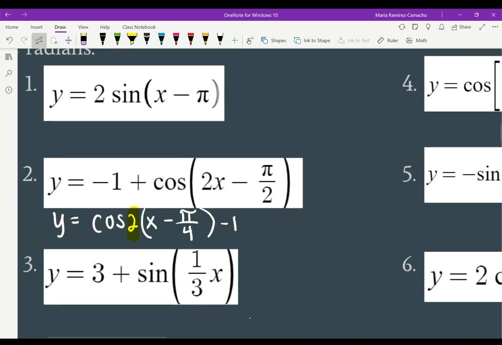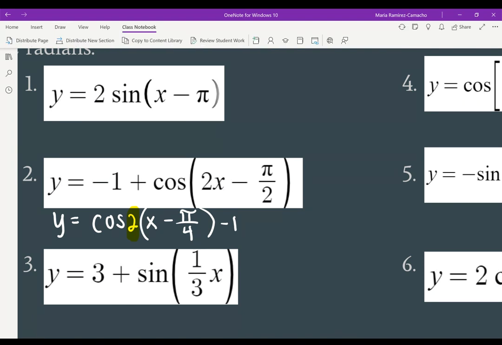Okay, let's find our parameters. There is no number here in front of cosine, so we can assume that our a value is just 1. 1 times anything is just itself. B here is 2.